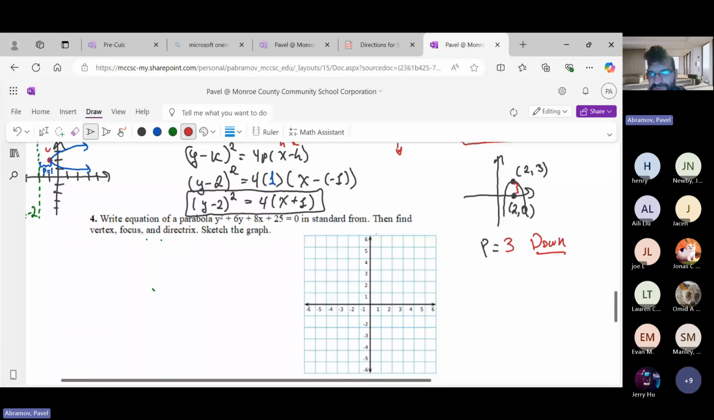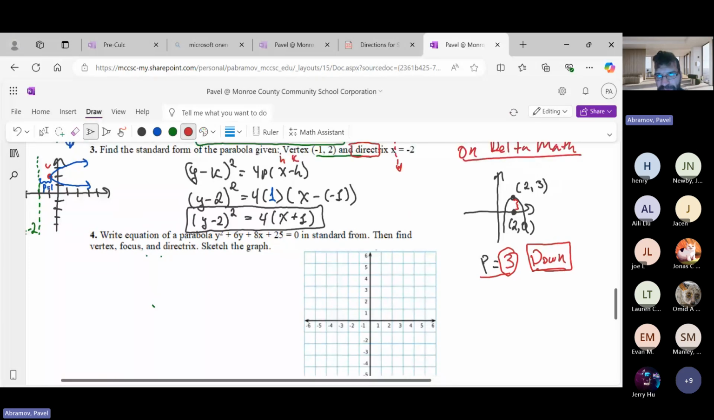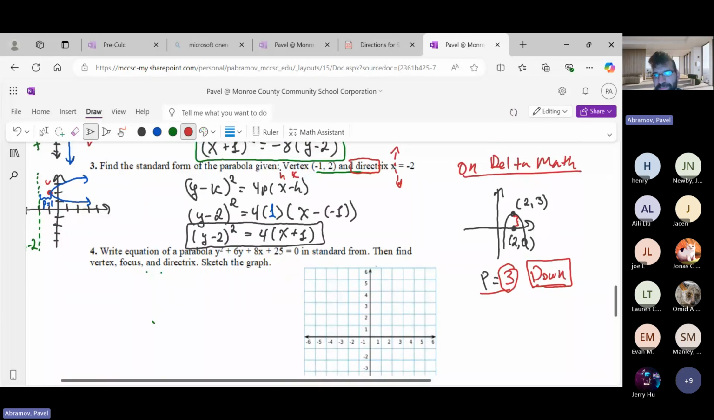Okay, so you will see questions on Delta Math where you have to specify what P is equal to, and then the direction. Since you're given the direction of the parabola opening, they want you to write a positive value for P, regardless of whether it opens up, down, left, or right. That's just how Delta Math was set up. I don't like this, but I don't get a choice of how Delta Math is set up.